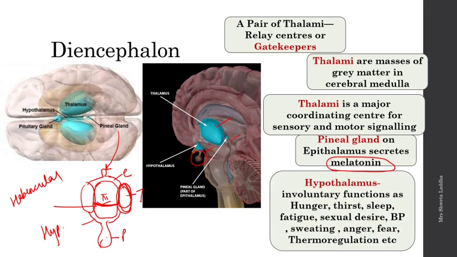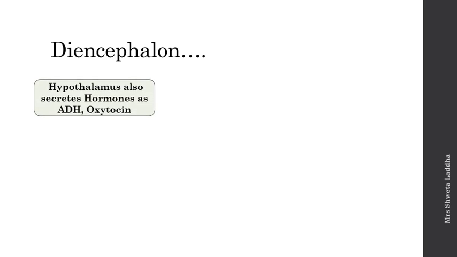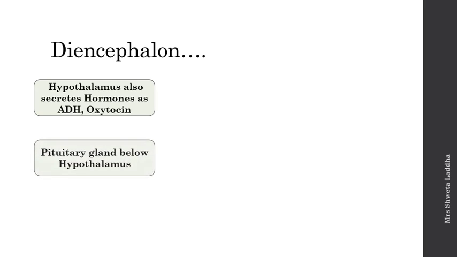The hypothalamus, which is the floor of the diencephalon, controls involuntary functions like hunger, thirst, sleep, fatigue, sexual desire, blood pressure, sweating, anger, fear, thermoregulation. The hypothalamus is also called the master of master gland because it controls the pituitary gland, and it also itself secretes a lot of hormones like antidiuretic hormone, oxytocin, and a lot of regulatory hormones controlling the pituitary hormones.